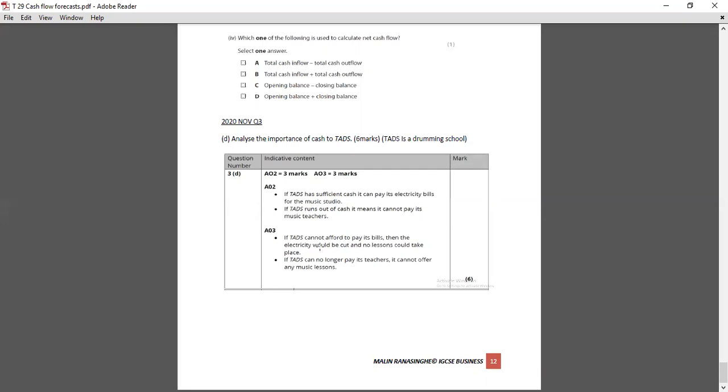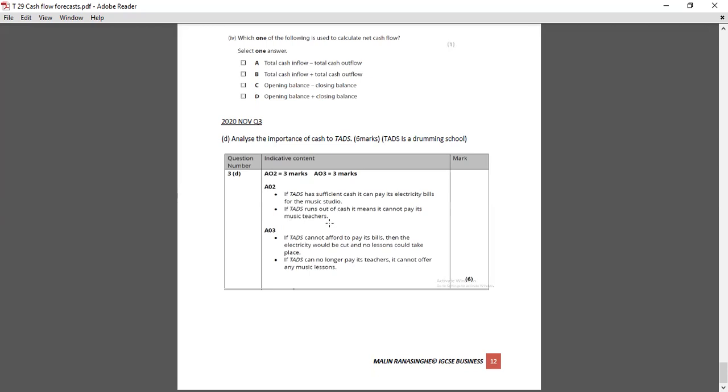Like that. So the second point, the second paragraph: if TADS runs out of cash, it cannot pay the music teachers. You are mentioning their salaries and wages. You have to say it can't pay its music teachers. That's application, since it's a drumming school, right? If you just say cash flow is important to pay the salaries and wages, no marks. That is the salaries and wages of music teachers.